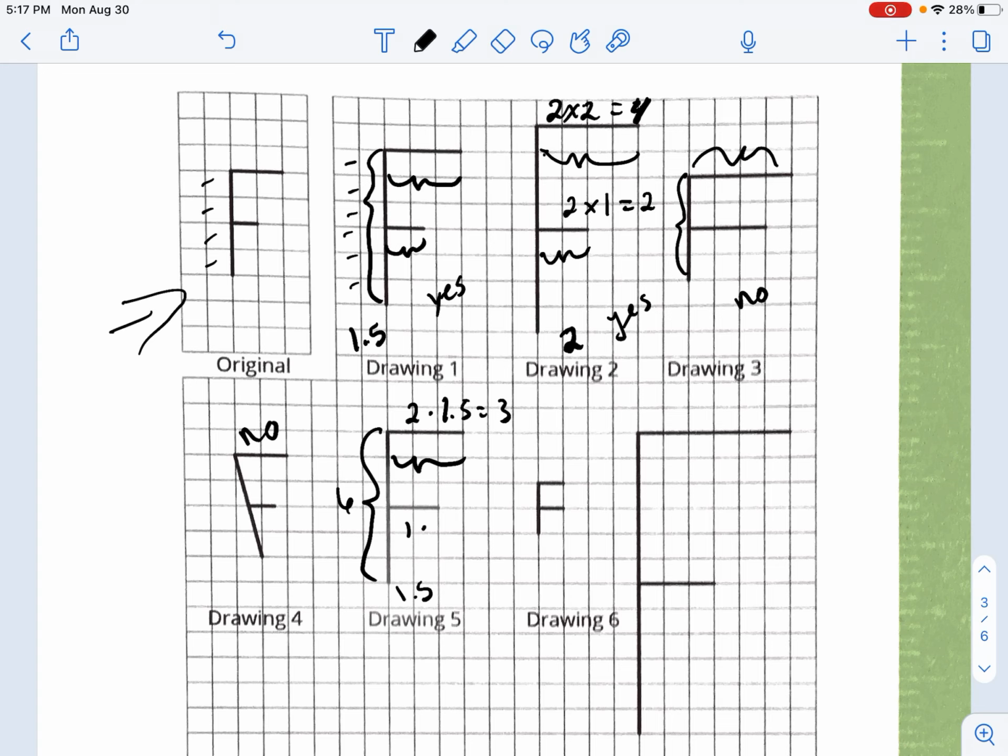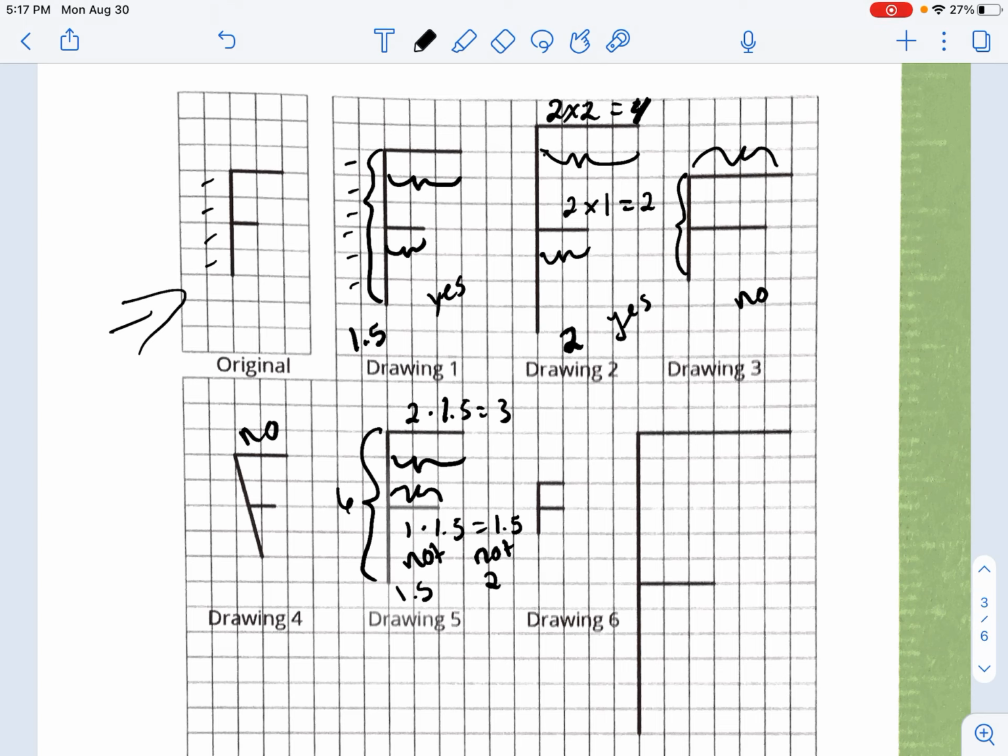Now down here, 1 times 1.5 equals 1.5, not 2, right? This one is 2 units long here. Therefore, this one is not a scale factor.